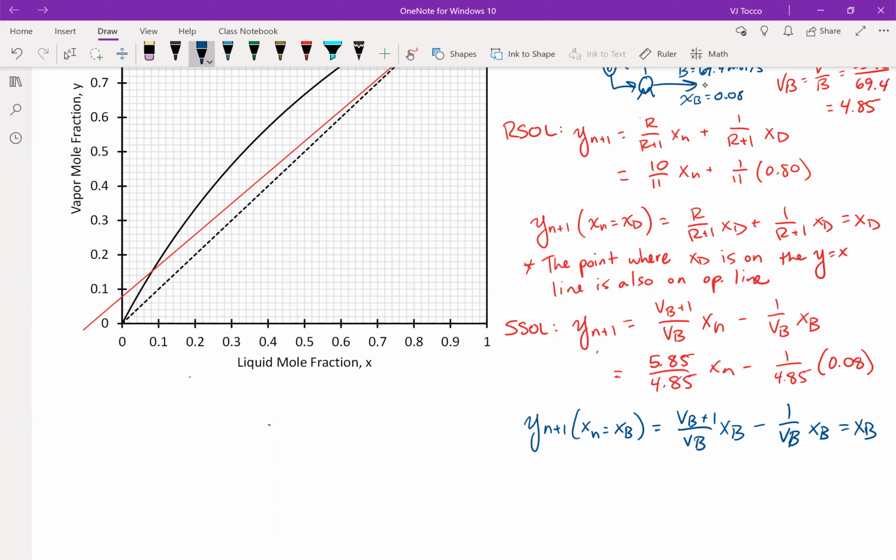So this, an analogous statement, means that the point where xb is on the y equals x line is on the stripping section operating line. Let's go ahead and write that in. So 0.08 is there. And then I'm cheating a little bit because it's hard to draw a line of slope 5.85 over 4.85. This is approximately 1.2, but I know where it's supposed to be. So again, this is going to be difficult if I try to plot this by hand because I can't accurately count fractions of a square. So I'm just going to do a little trick, draw it in, and then I'll show you how I knew that a little bit later.